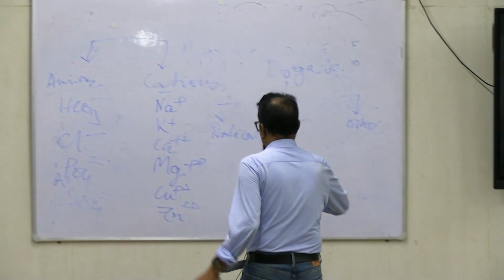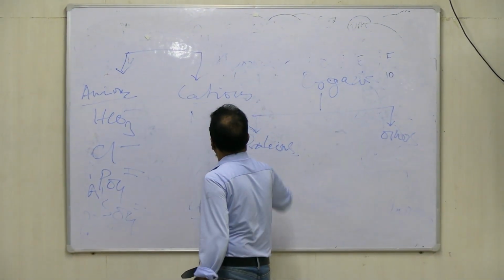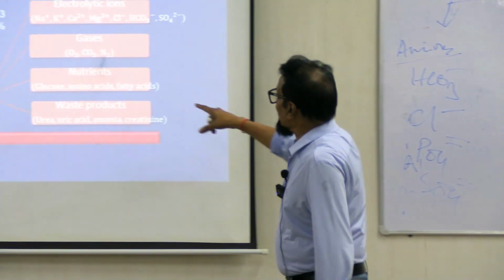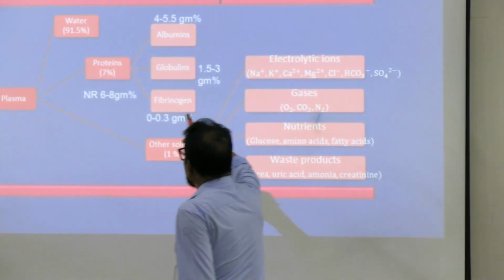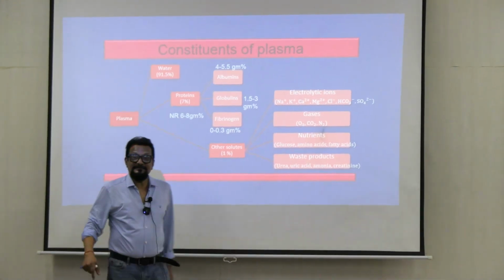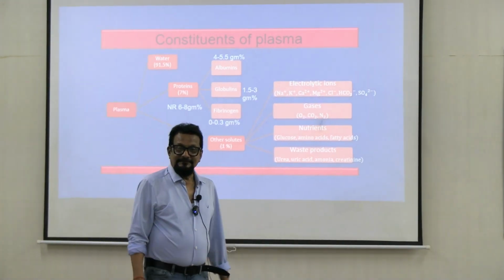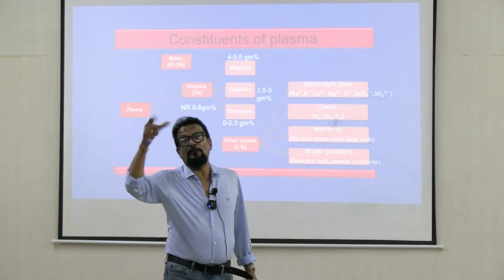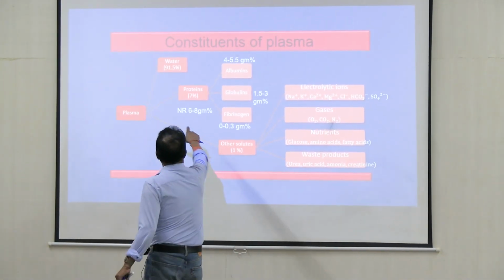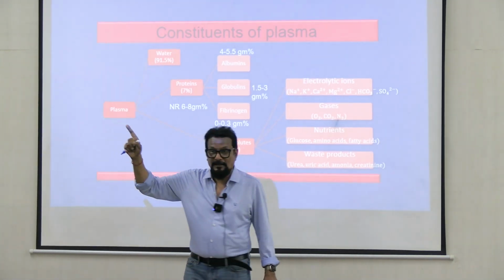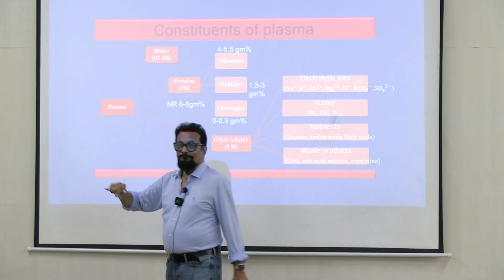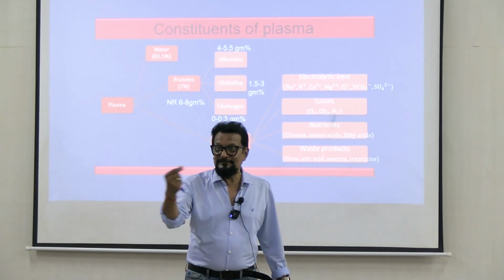Okay, so proteins. How much protein are we having? 7% of total plasma. And if you take 100 ml of plasma, in this 100 ml you will get 6 to 8 gram. Remember, protein is always in gram.